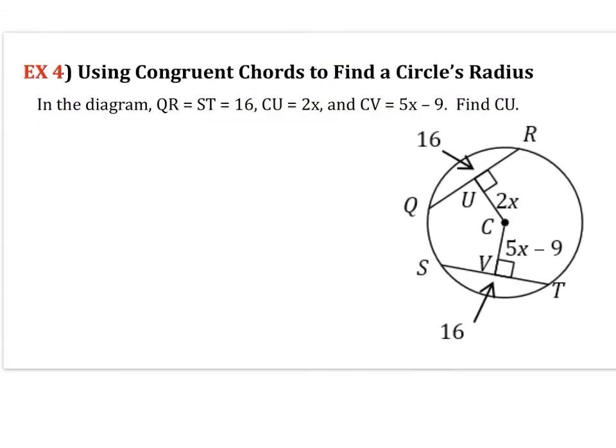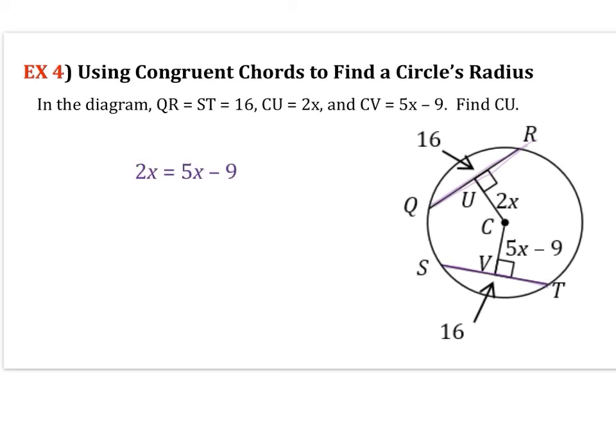All right, so let's use our new theorem on this example 4, using congruent chords to find a circle's radius. So in the diagram, we have QR equal to ST, which is equal to 16. So that means this chord is equal to this chord, both 16. Then we have CU equaling 2x and CV equaling 5x minus 9. Find the length of CU. Well, again, if your chords are equal, then that means they are equidistant from the center. So that makes 2x equal to 5x minus 9.